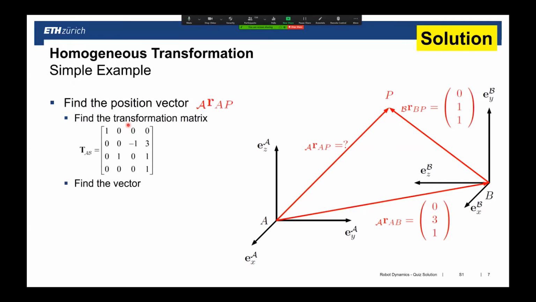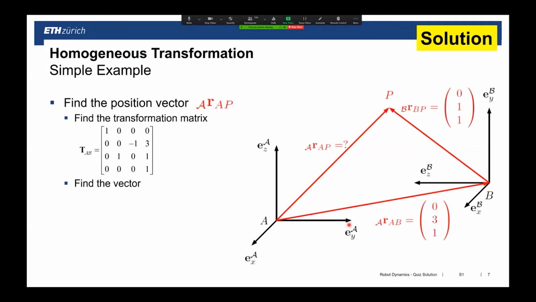So this top left 3 by 3 matrix is the rotation matrix. So what do we have here? If I look at the frames A and B, I see that my B frame is rotated along the x-axis by 90 degrees, right?